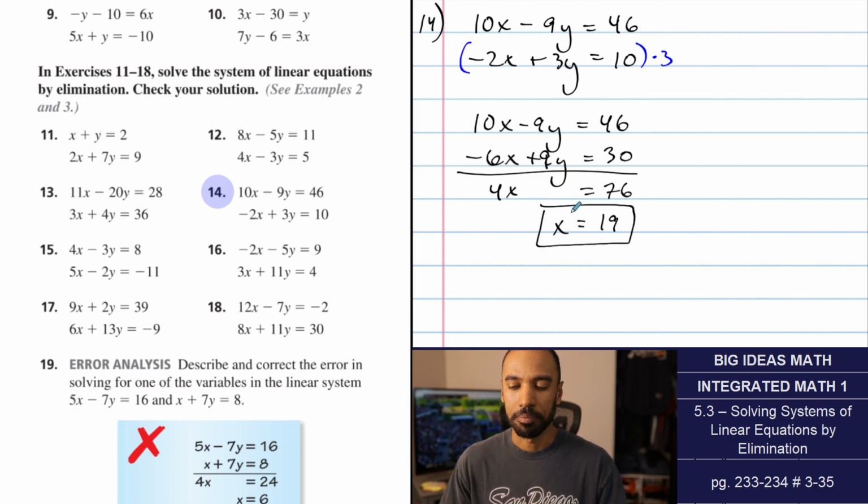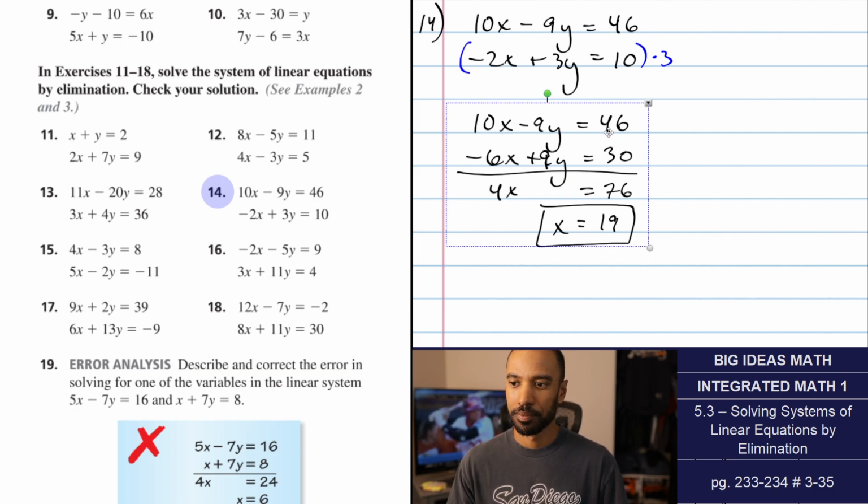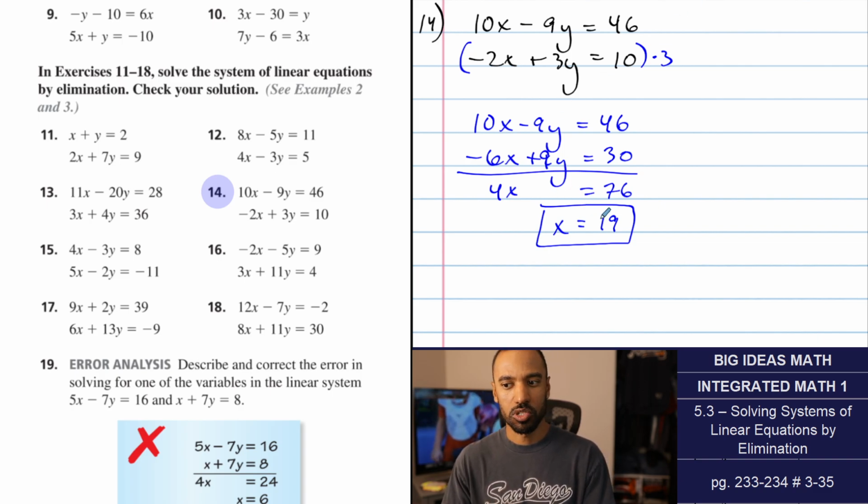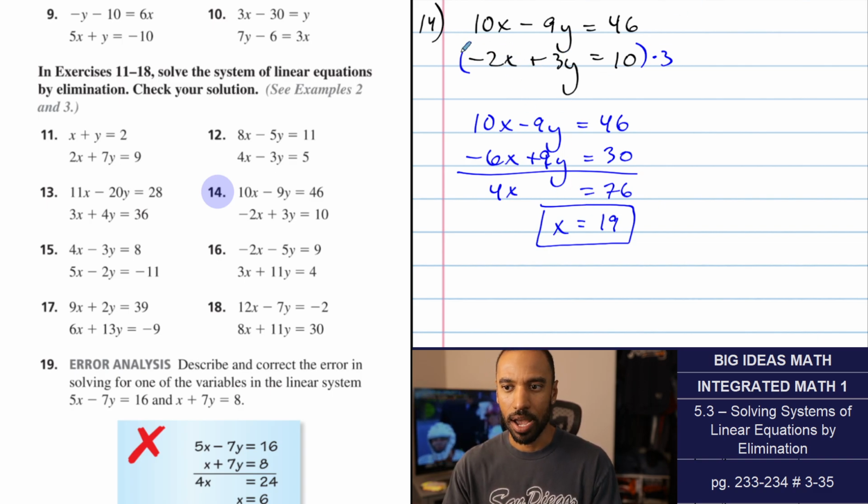But check this out. Let's do elimination. Let's now solve for y. I'm going to make this blue just so we know that this was eliminating x. Let's now solve for y using elimination as well, right? Normally we do a substitution, right? Plug 19 into here, solve for y. Let's do this now instead, though. I'm going to make this green just to show you.